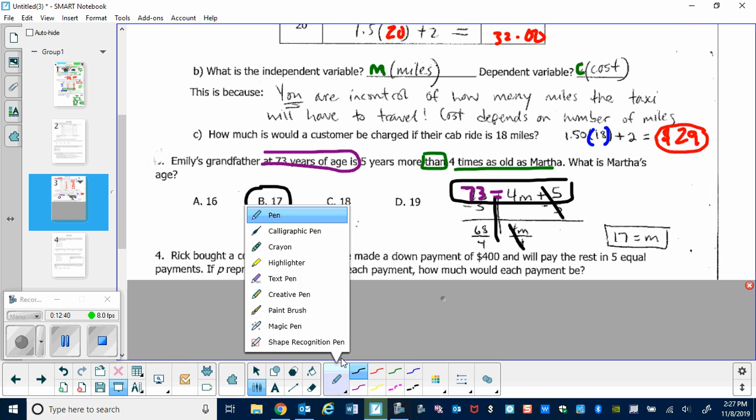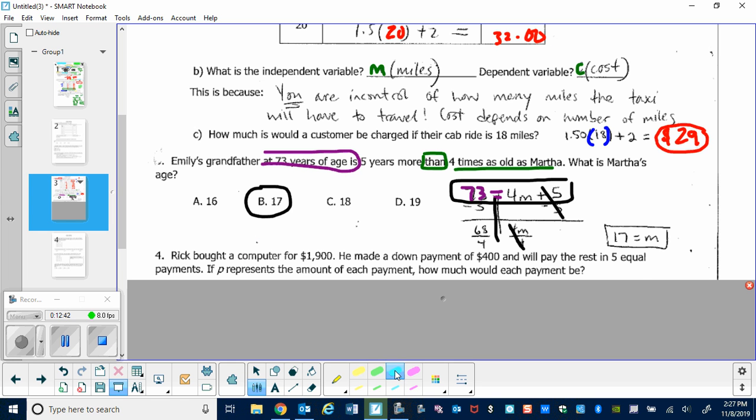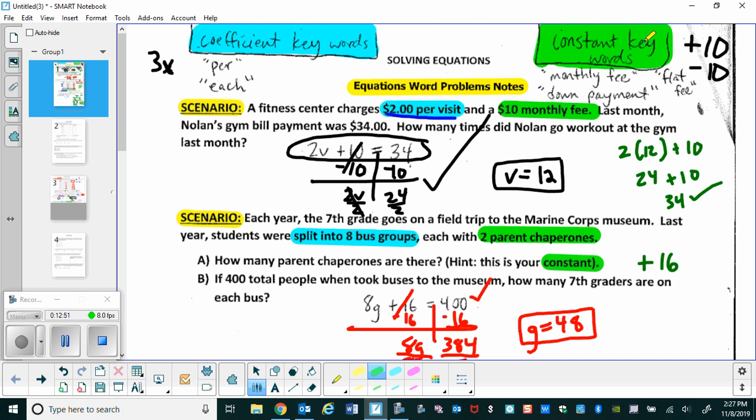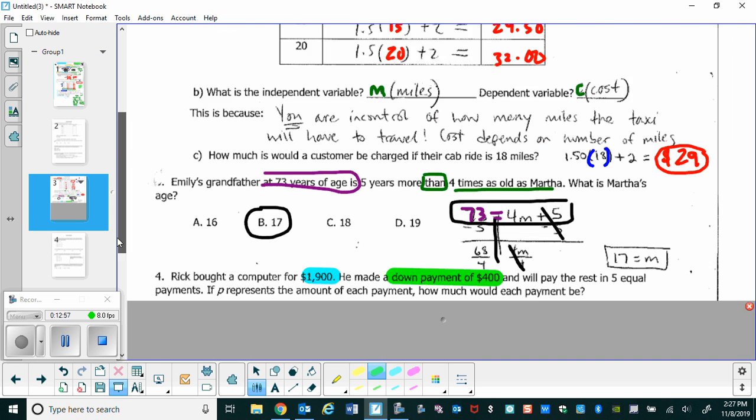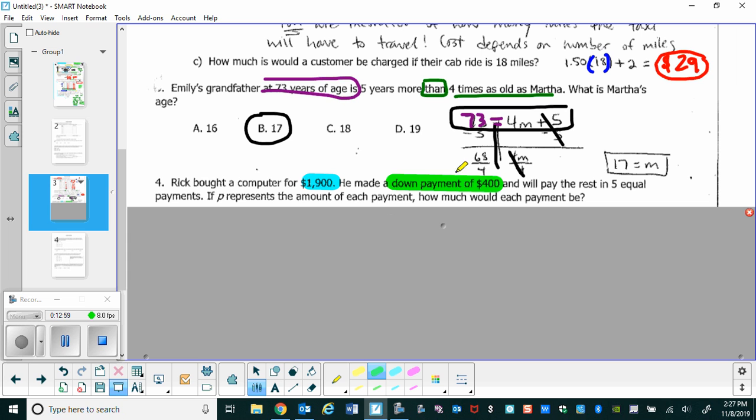So in number 4, we have that Rick bought a computer for $1,900, and he made a down payment of $400. Now I want to remind you guys that on the first page here, I had constant keywords, and down payment is a constant when you have it in an expression. And so what that means with a down payment is you already paid $400 right there in the store, and then you're going to be paying the rest in equal payments monthly after that.